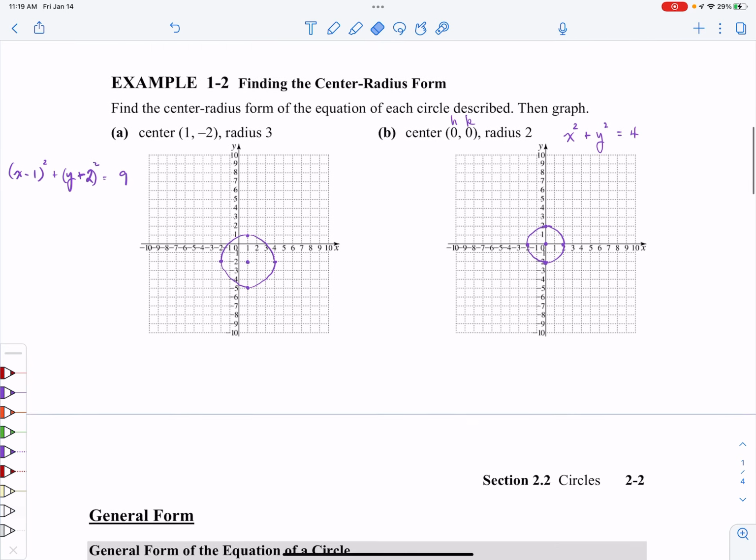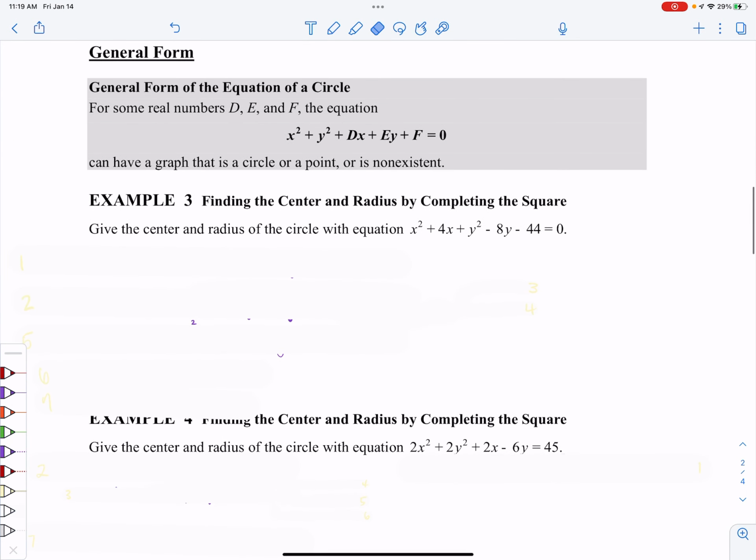If you'll go down in the notes to the general form of the equation of a circle, you'll notice that in the gray box here, this is the general form of the equation. This is not something that you have to memorize, but you'll notice in the next 3 examples, you will be seeing the general form a good bit.